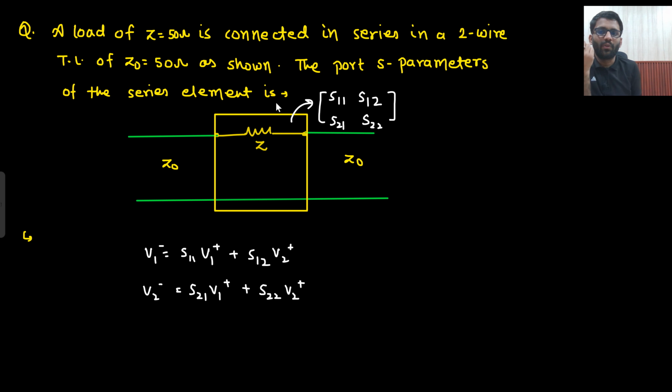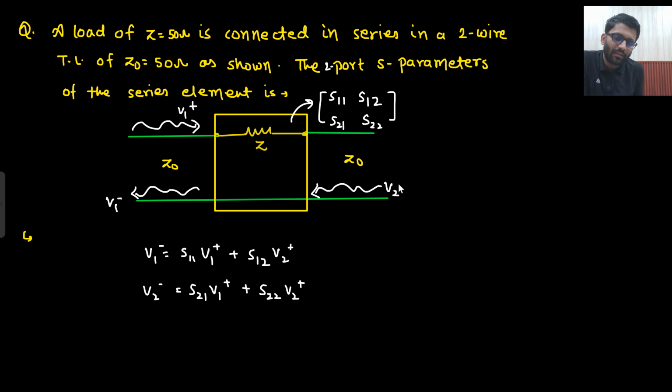So what it is saying: a load of Z equals 50 ohm, forget about the value, is connected in series in a 2-wire transmission line of Z naught equals 50 ohm, forget about the values. As shown, find the two port S parameter of the series element. So this is my series element. There is transmission line 1, transmission line 2. I am going to send V1 plus, and V1 minus will be reflected back, and here I am going to send V2 plus, and V2 minus will be reflected back.